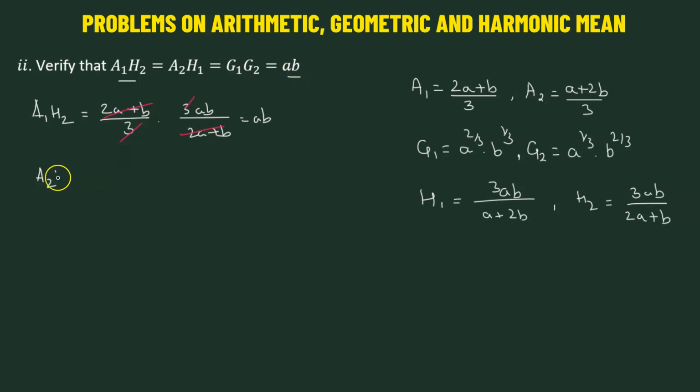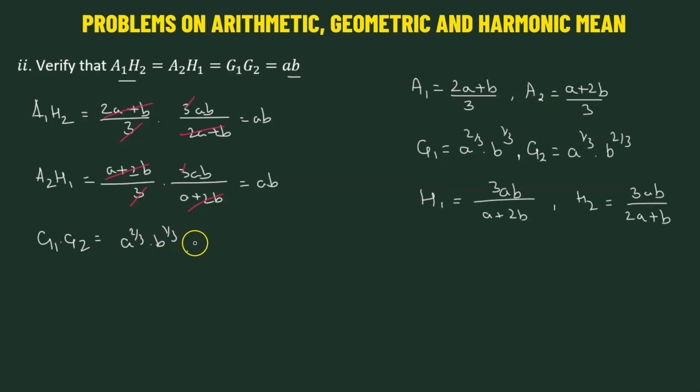Now let's come to a2 multiplied to h1. So a2 is a plus 2b divided by 3. And then we have h1, which is simply 3ab divided by a plus 2b. So this will also be equivalent to ab, because we can see here that a plus 2b gets factored out and the 3 also gets factored out. And then finally we have g1 times g2. So g1 is a raised to the power of 2/3 times b raised to the power of 1/3. Multiplied to it will be a raised to the power of 1/3 times b raised to the power of 2/3.